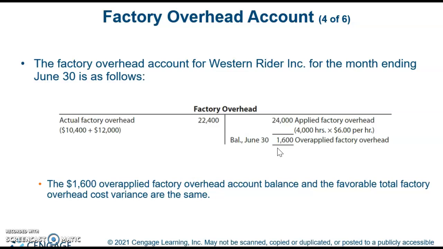So we over applied factory overhead, and so the total factory overhead cost variance is favorable. So over applied factory overhead balance and the favorable total factory overhead cost variance are the same. So if it's favorable, that means we applied too much and we actually had less than what we applied.